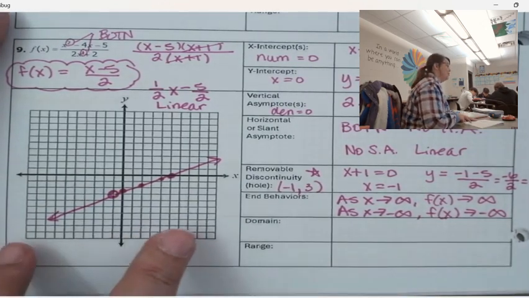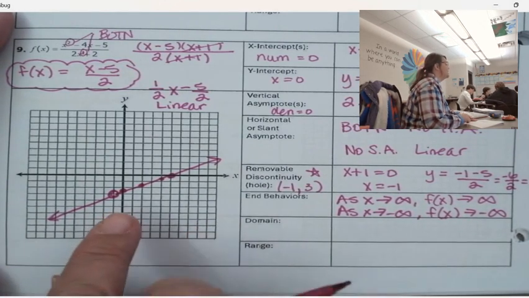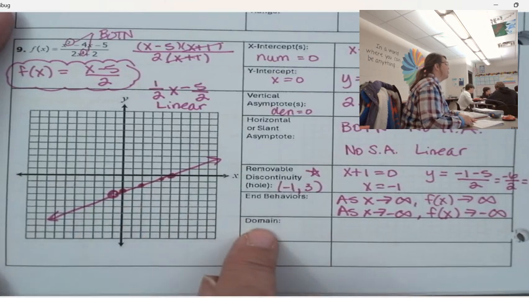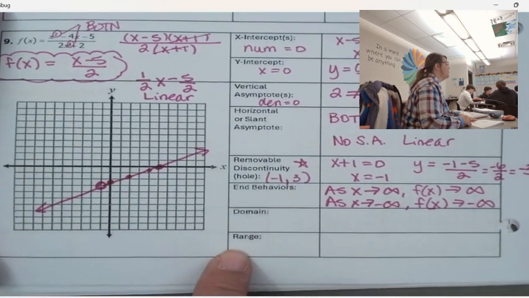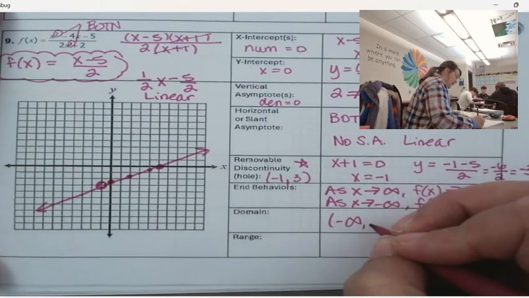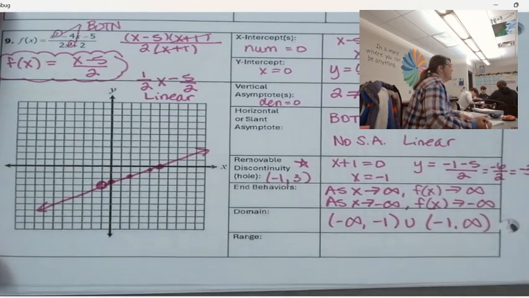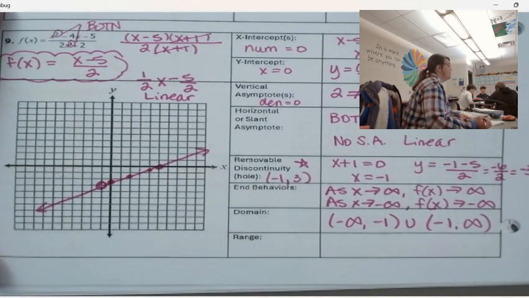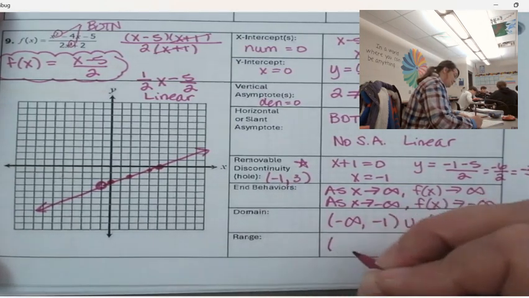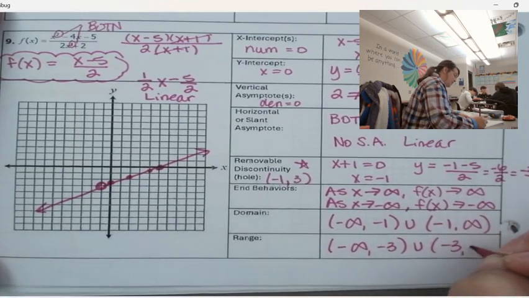Okay, domain, normally with a line, it's negative infinity to positive infinity, but what do I have to jump over? The hole. So I got to take out the x value of the hole on the domain and the y value of the hole on my range. So my domain is everything but -1. So using interval notation, we write it like this: negative infinity to -1 and -1 to positive infinity. And then we're going to go negative infinity to -3 and -3 to positive infinity.